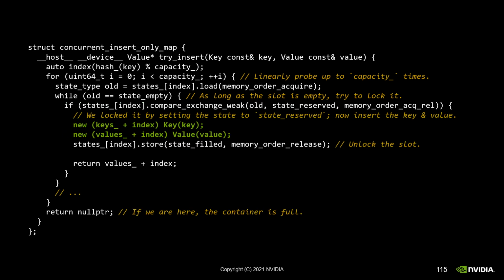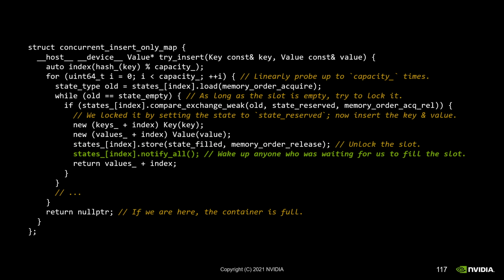So next, we insert the key and value. After that's done, we set the state to filled to unlock the slot and signal to other threads that it can now be read. Notice that we use memory order release on the store here. We want to ensure that if another thread reads the state as filled, they will also see the insertion of the key and value that happened before the store. Finally, we need to wake up any threads that may have been waiting on this slot. We do this with notify all. Then we're done. We return a pointer to the inserted value.